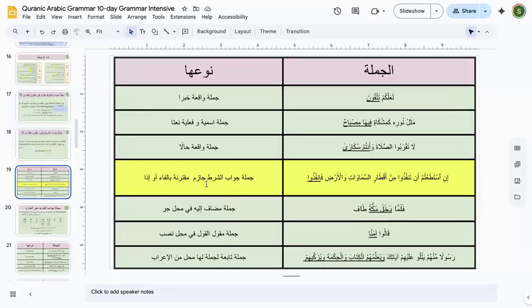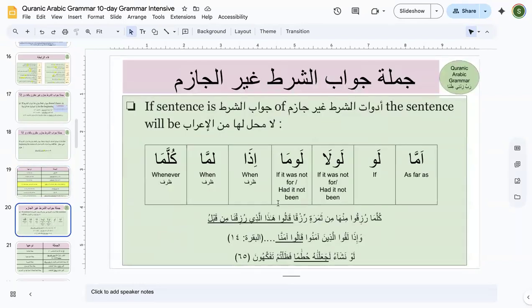So jumla jawabu shart is going to be jazim if it is muktarina bil fa, attached with fa or iza fujaya. Okay, keep in mind. But in all rest of the cases, when it comes to adwatu shart ghair jazim, what will be the status of jawab? It is going to be just like silatul mausul. It is going to be la mahalla laha min al i'rab. Okay, whatever abbreviation you want to make, as long as you are able to tell me that the jawab has no status, I'm pleased with your answer.